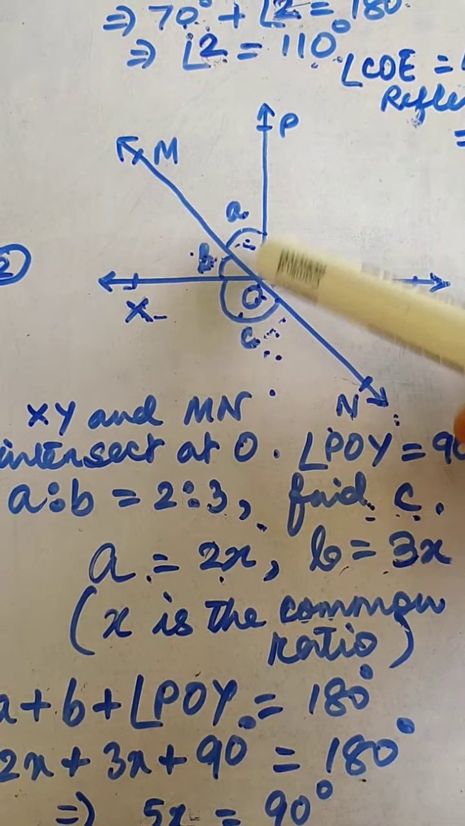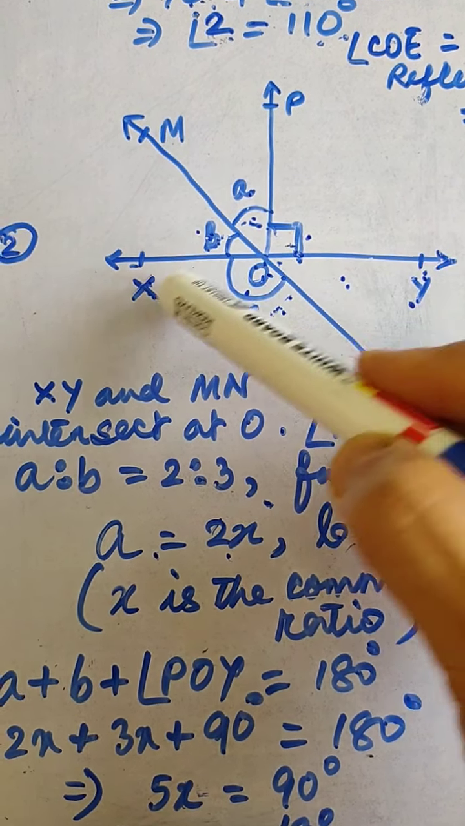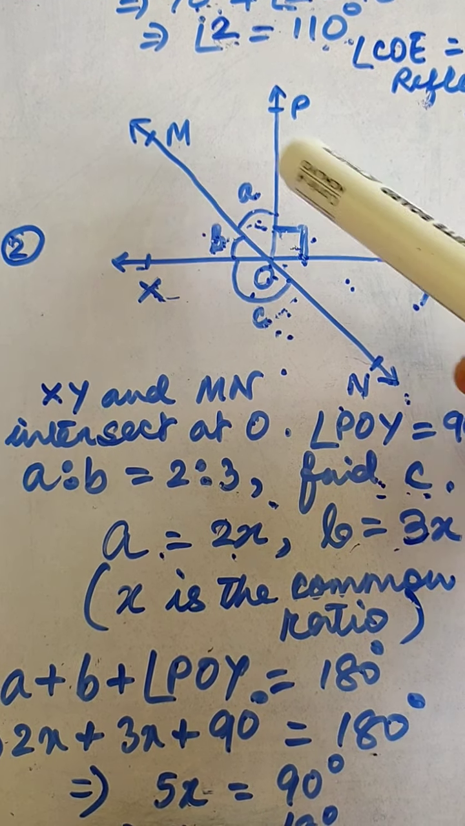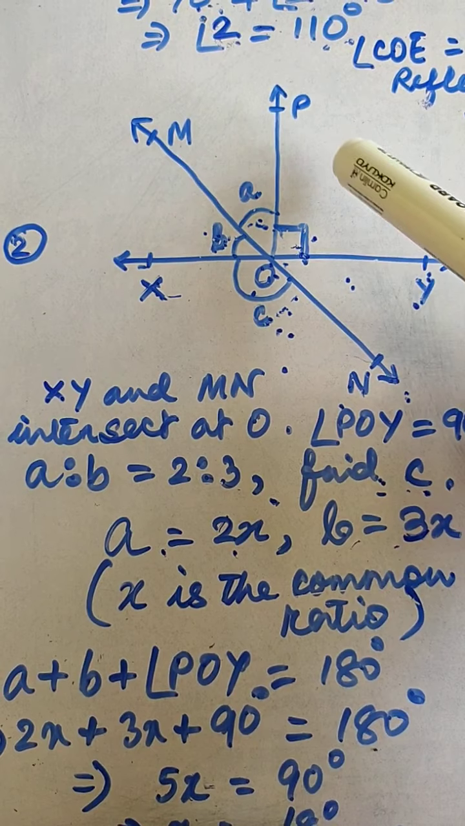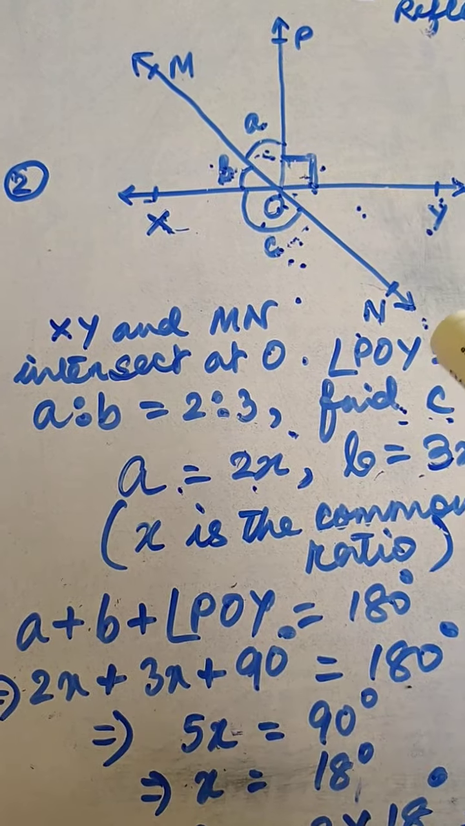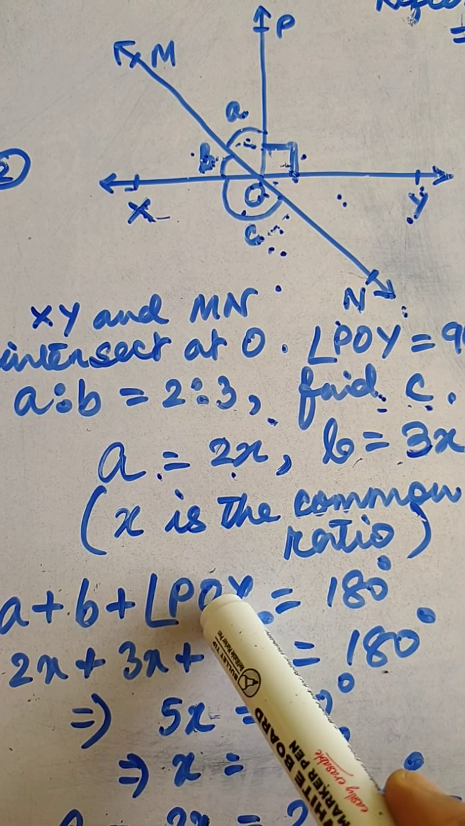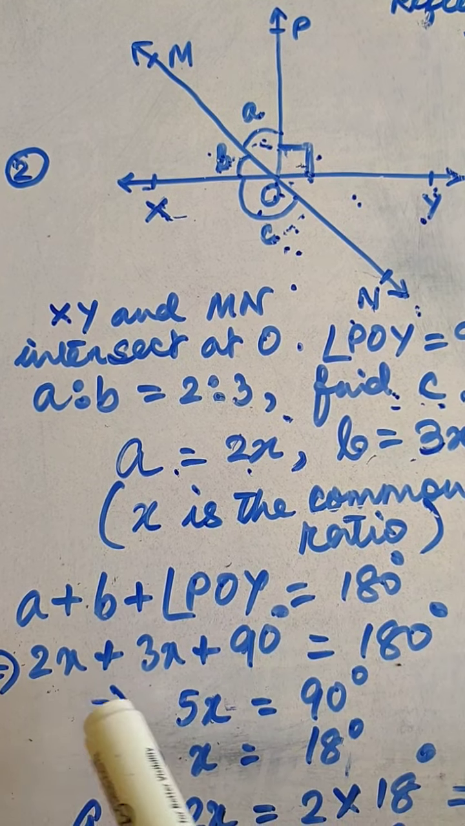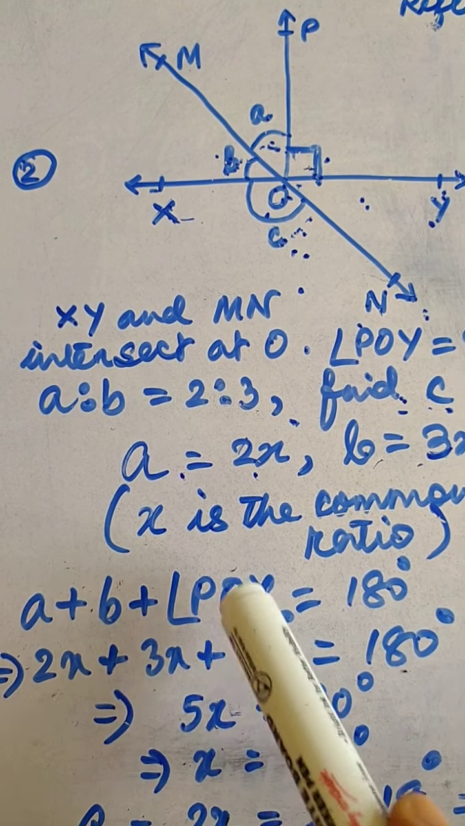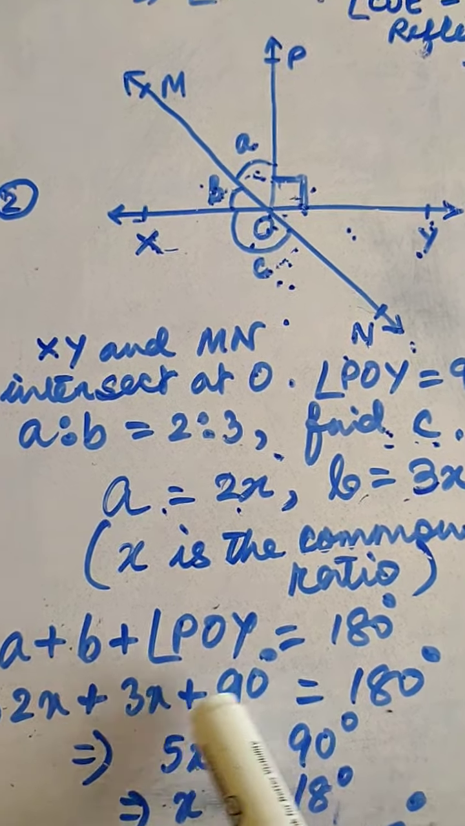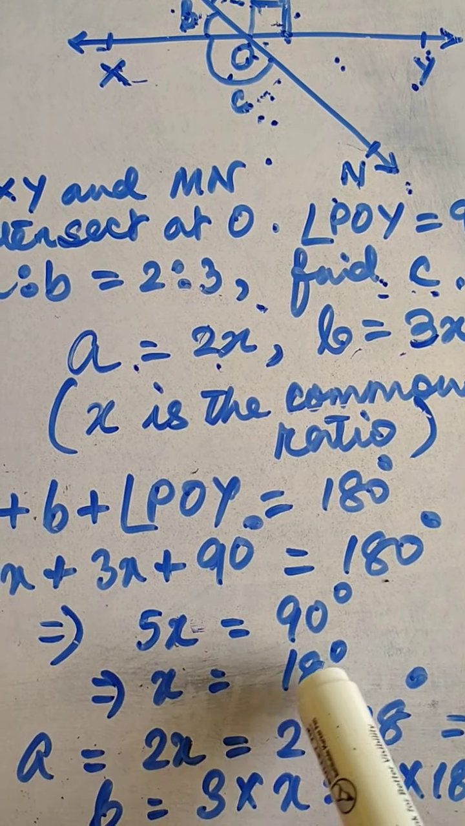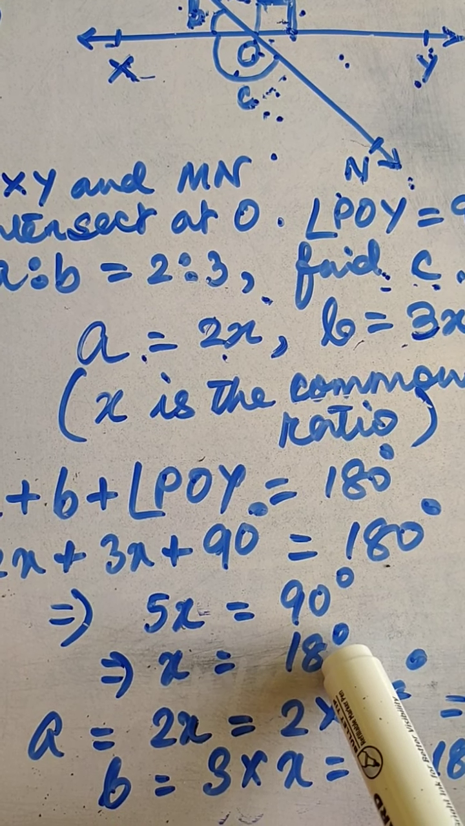Now let us see here, when POY equal to 90 degree and XY is a line and OP is the ray on it. So can we write A plus B plus 90 degree is equal to 180 degree? Since we are getting here a linear pair. So we wrote A plus B plus angle POY equal to 180 degree. Then A is your 2x, B is your 3x. So we are replacing them and POY is equal to 90 degree. We got the equation. So we have now 5x equal to 90 degree. Then x equal to 90 degree by 5 equal to 18 degree.